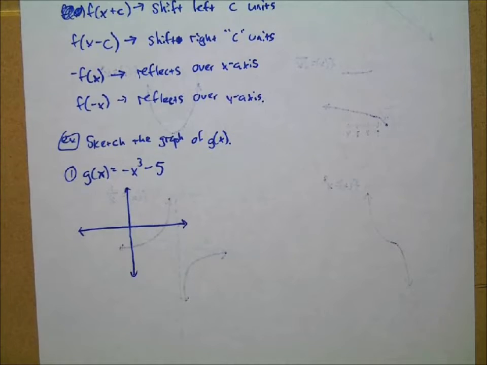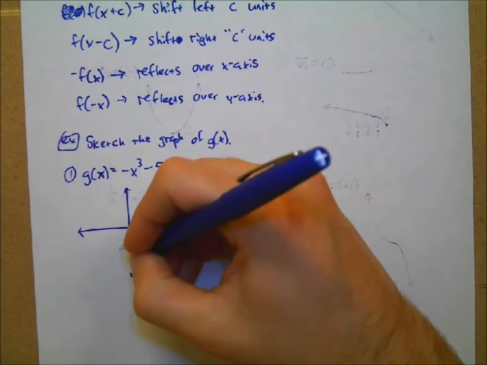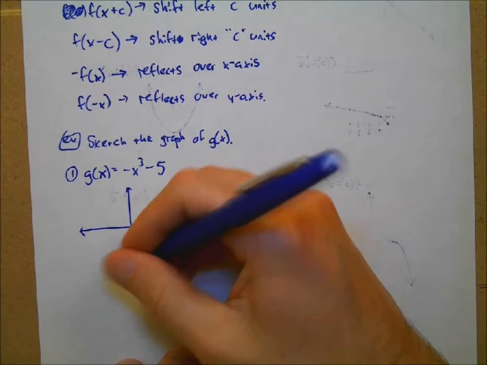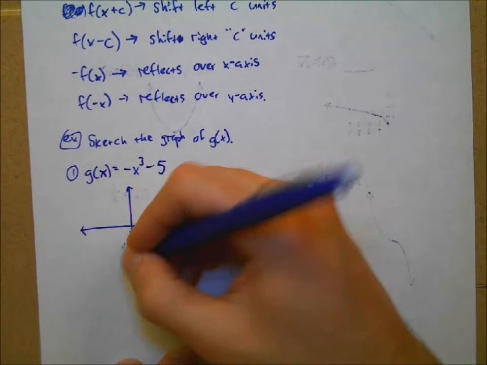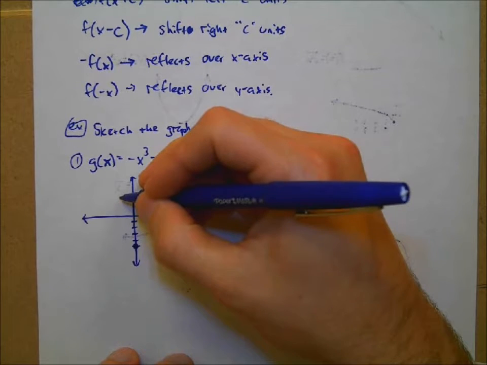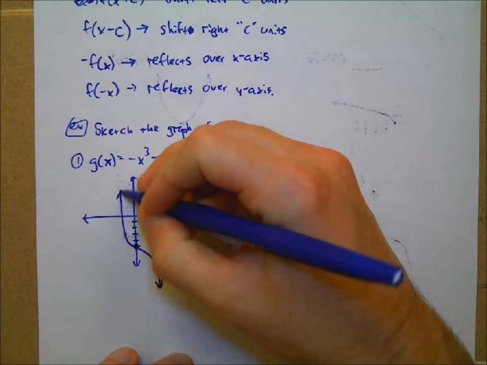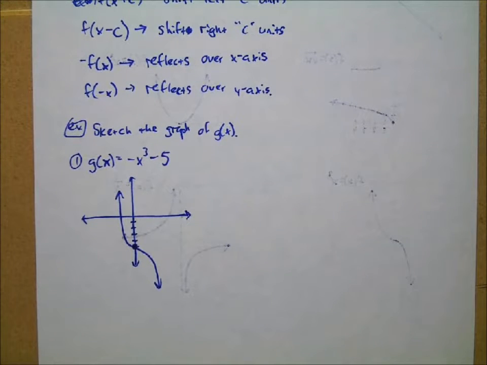I'm just going to count down here: 1, 2, 3, 4, 5. So that's where our new vertex will be, although I don't know if I want to use the word vertex, but kind of like the center point of the graph. And then it's just going to go down from left to right as opposed to up, like that. It's x cubed, yes. So something like that.